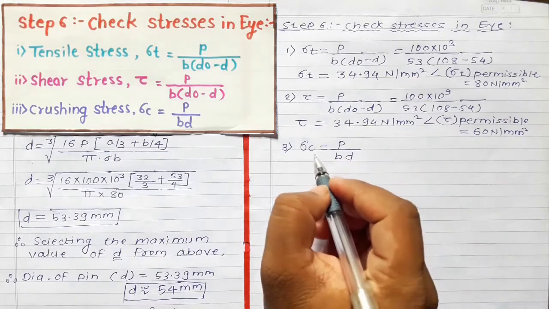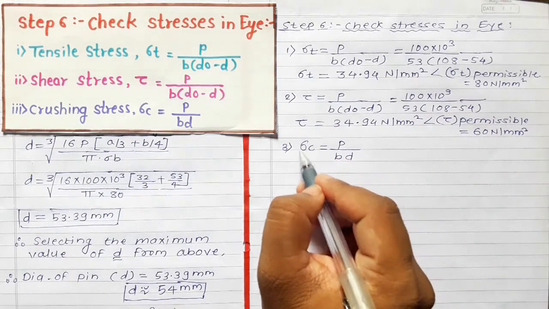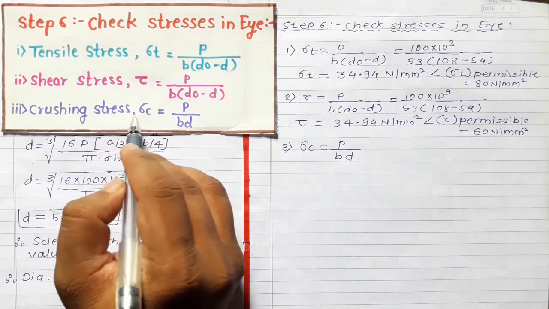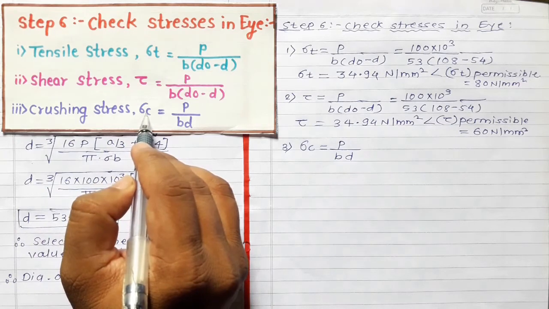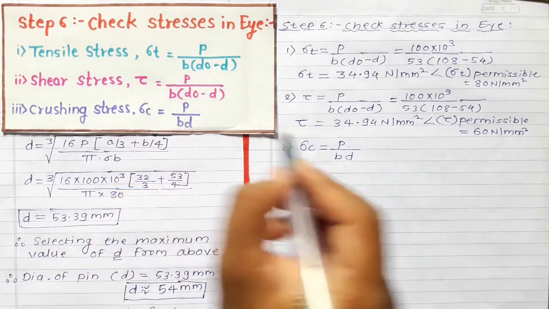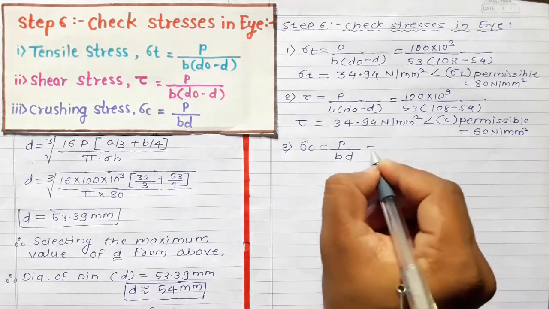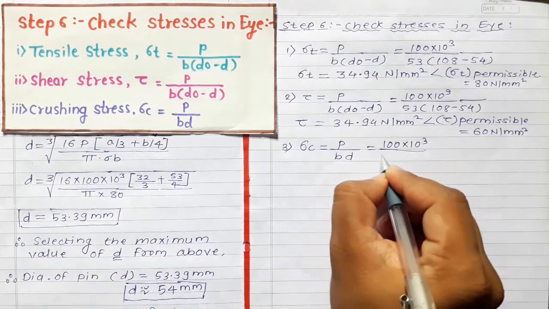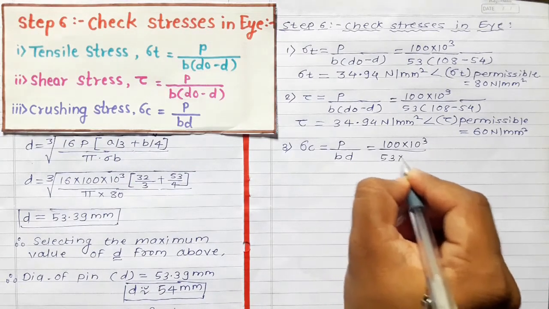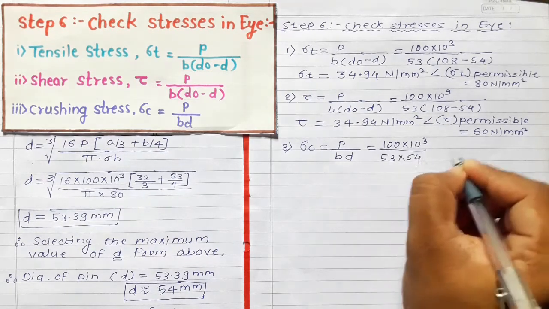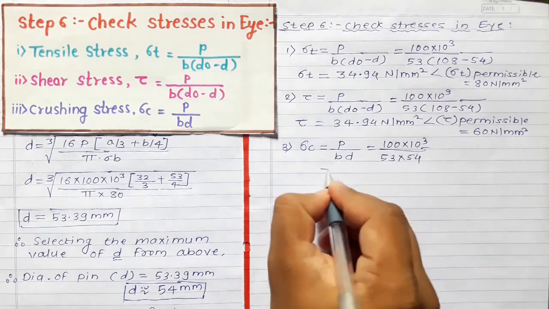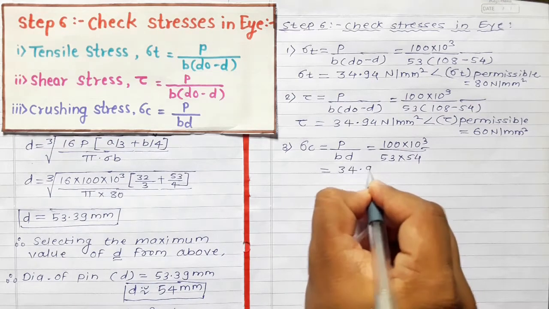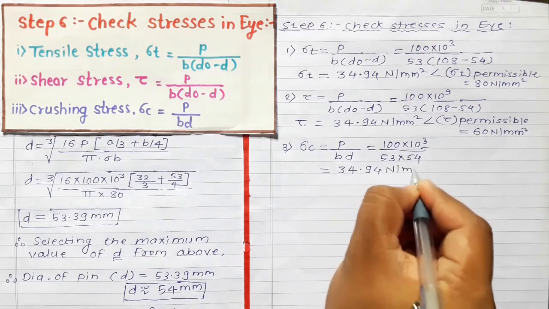Now the third equation is crushing stress. From this design procedure we can refer. So induced crushing stress can be obtained using this equation, sigma c is equal to P upon Bd, that I have written here. Now let us put the value of P here. It is 100 into 10 raised to 3. Then B is 53 and d is 54. So here, if you calculate, you will get the answer as 33.94 Newton per mm square.